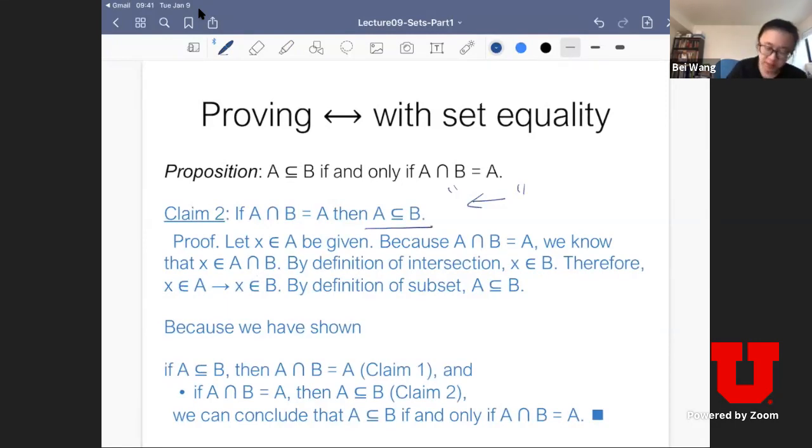So in order to prove A is a subset of B, I start with an element in A. I want to prove it's in B. So I start with the element X in A. Because by hypothesis A intersect B is equal to A, that means X is also in A intersect B. Now use the definition of intersection, X is in B. So this means X in A eventually leads to the conclusion X is in B, which means A is a subset of B. So now once you prove the two directions, the if and only if, you get the final result.